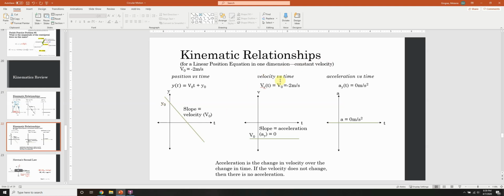If we come and we look at our velocity versus time graph, it should come as no surprise that it's going to be a flat line, right? It's going to be the same velocity no matter when you are, because we have a constant velocity. Then if we look at our acceleration versus time, it should also come as no surprise that our acceleration is 0 meters per second squared, because acceleration is the change in velocity over the change in time. If the velocity is not changing, then there can't possibly be an acceleration. So just keep those concepts in the back of your mind as you're taking the quiz. They will probably come in handy.